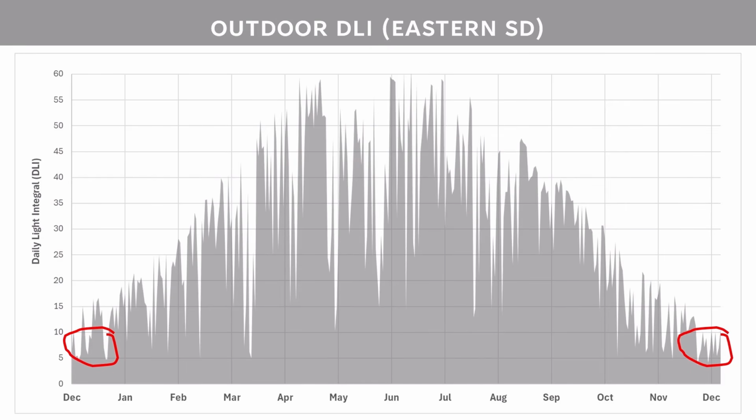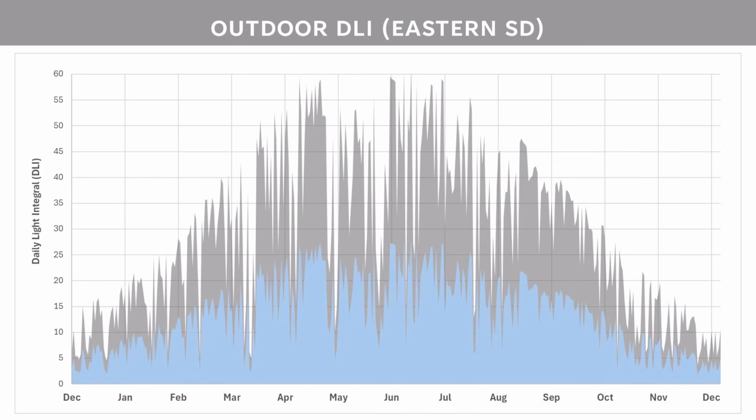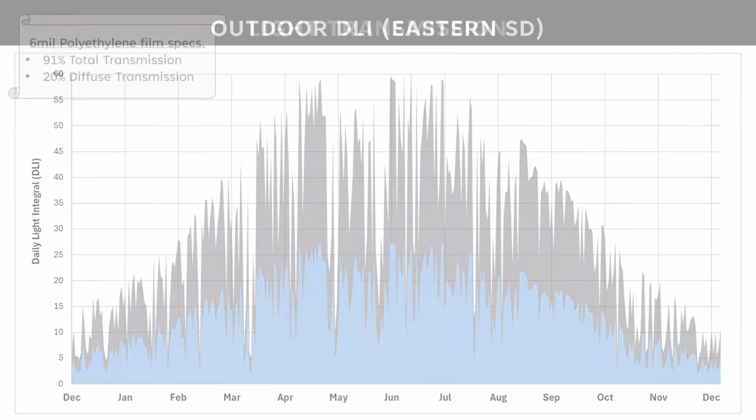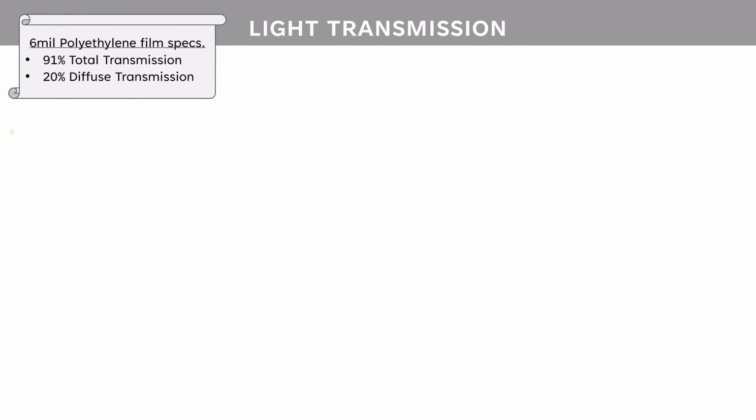Well, what are 2 layers of film going to do to that? Yikes. These are the values I measured in my high tunnel. The film is 2 years old, so not new, but easily within the intended lifetime that most growers expect. The data was between 40 and 60% of the outdoor light levels. What's going on here? All right, let's look at the specs for this film.